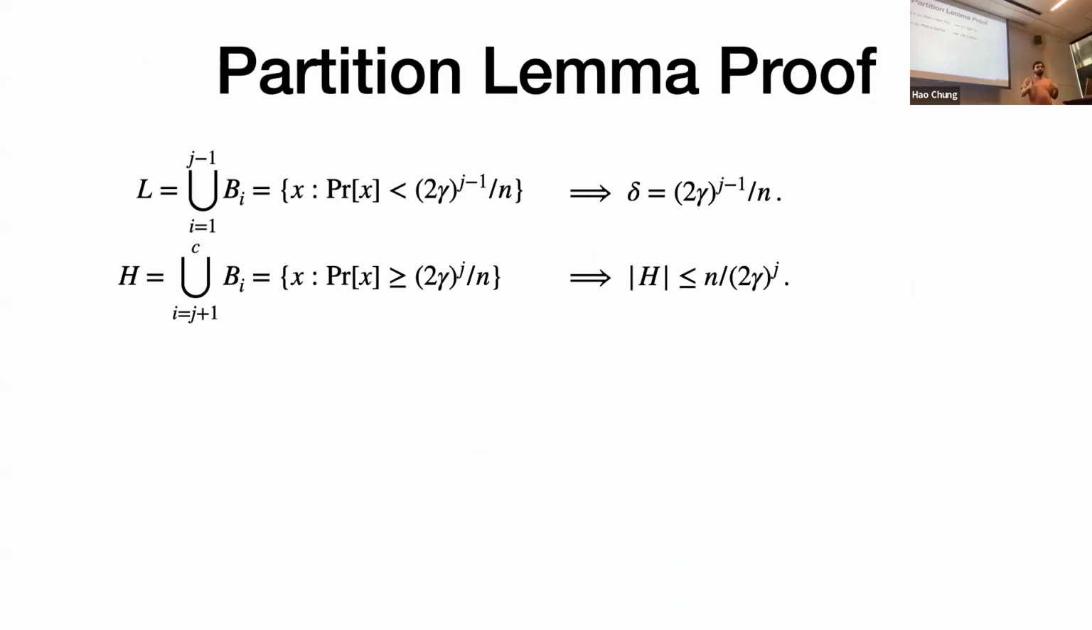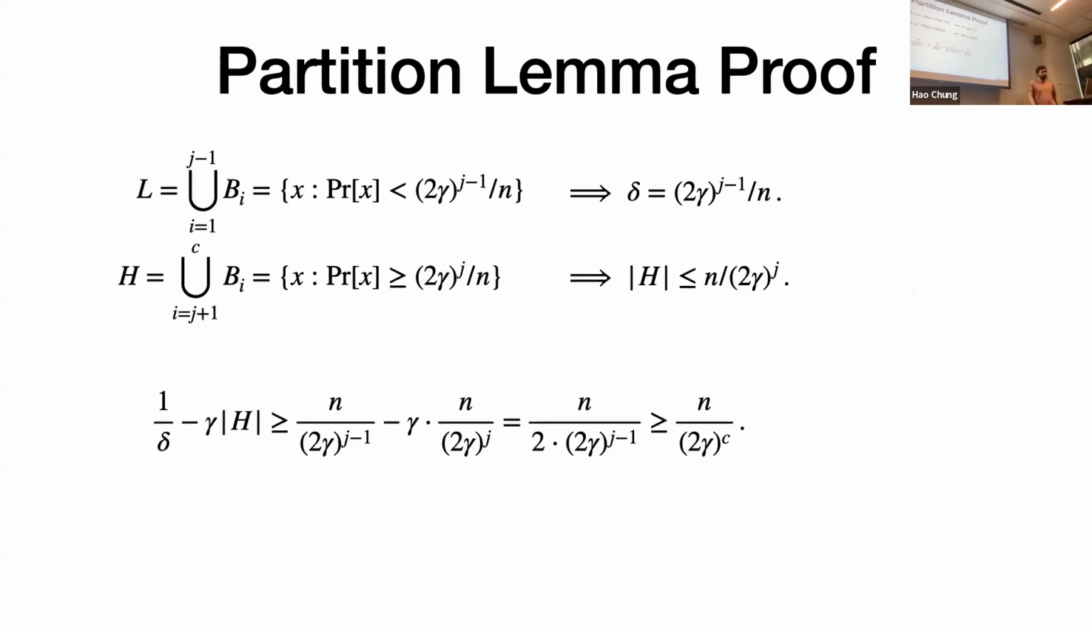And by a Markov counting argument, since everything in the heavy set has probability at least this amount, the size of the heavy set has to be the inverse of that. And so now we can just do out the math, like 1 over delta minus gamma times h. You can lower bound by exactly the term that we wanted. And as a bonus here, delta exactly is of the form that I promised. In particular, it depends only on j, which there are c options for.